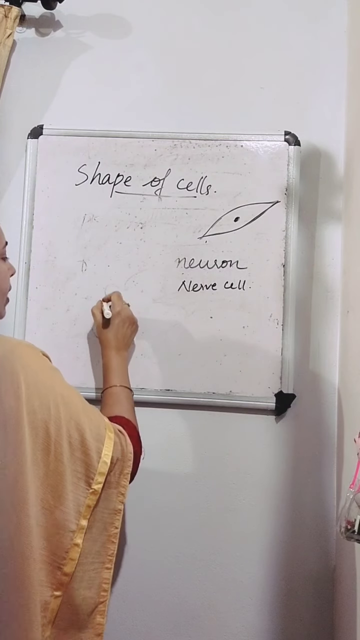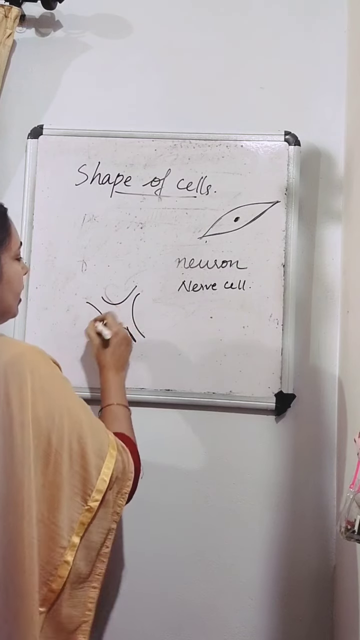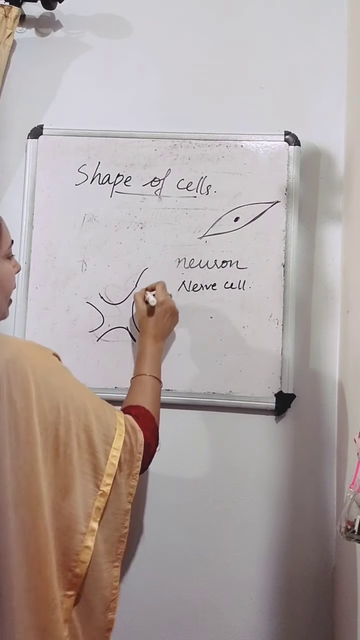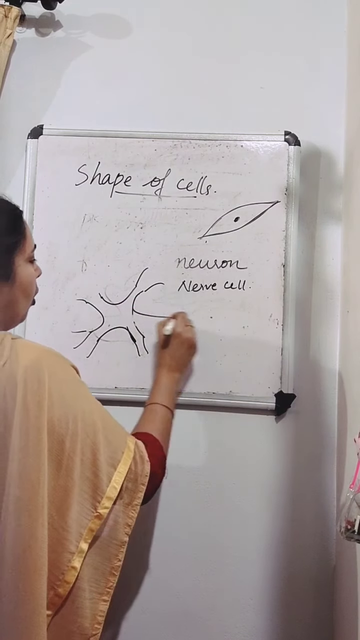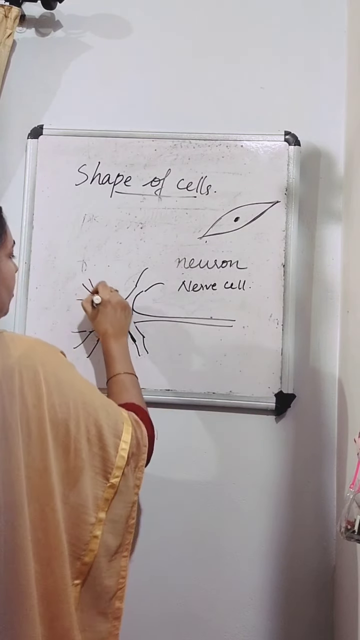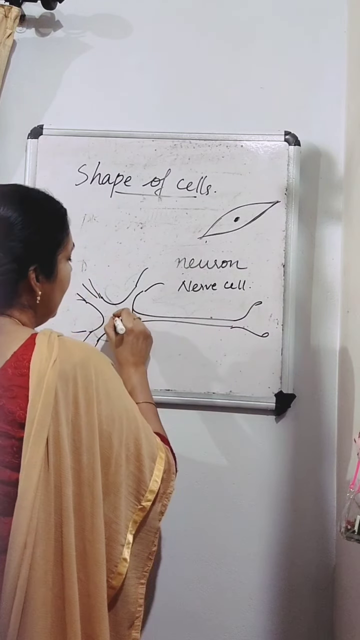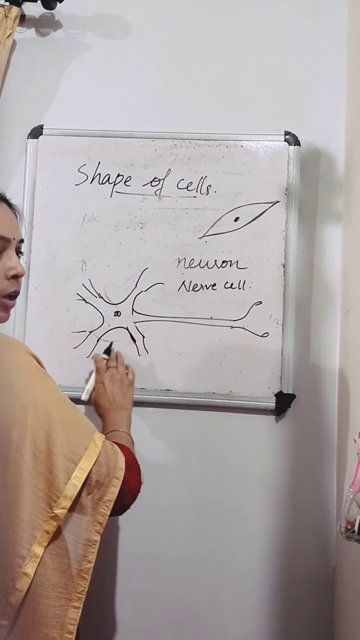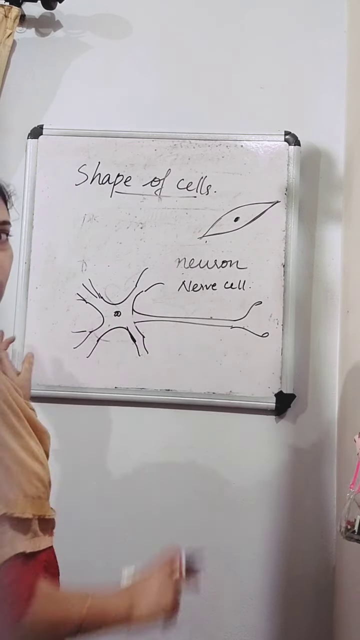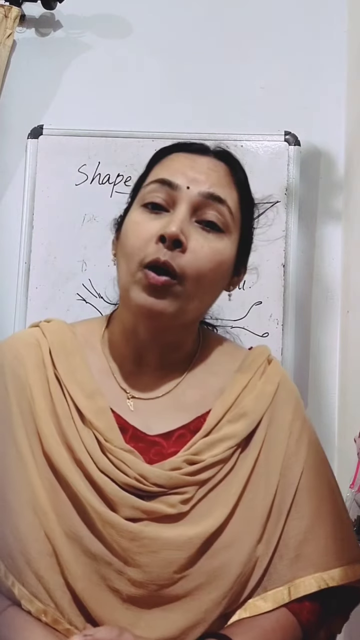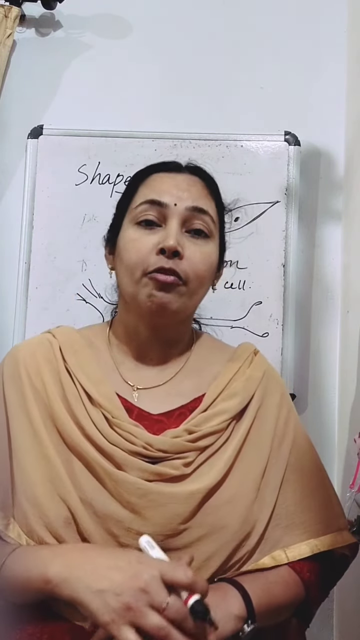And what is its shape? It has a cell body. Then it has many small branches and one long branch also. The small branches are called dendrites and the long branch is called the axon. So the neuron, or nerve cell, is long and it is branched also. We have already discussed that the structure of cells is related to their function.